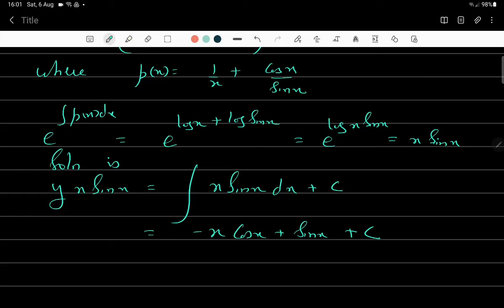So that's all from today's class. In the next class we will see again a particular case of differential equation which can be reduced to a linear differential equation. Thank you very much.